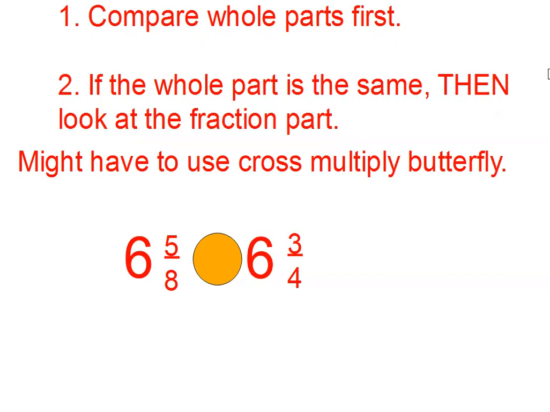Try this one out. 6 and 5/8, 6 and 3/4. Okay, so both of these are 6s. So now I'm going to the fractions, and the fractions have different denominators. So I'm going to do what we did when we were just comparing fractions. I got 5/8 and 3/4, so I need to get my denominators the same. I'm going to do a cross multiply butterfly. 8 times 4 is 32. So both denominators are going to be 32.